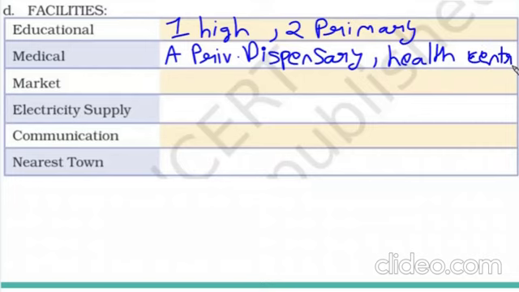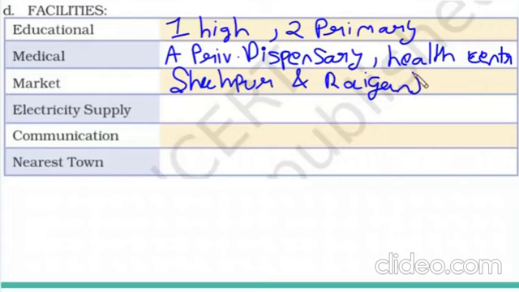Okay, now market. What is the market? Whatever people are doing in their farming or non-farm activities, where do they go and sell? Apart from Palampur, there are two places nearby, which are Shahpur and Raiganj. In these places, they go and sell their goods, correct? The non-farm and farm production as well.